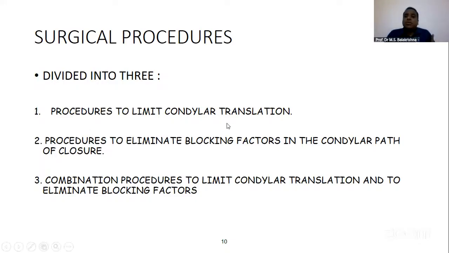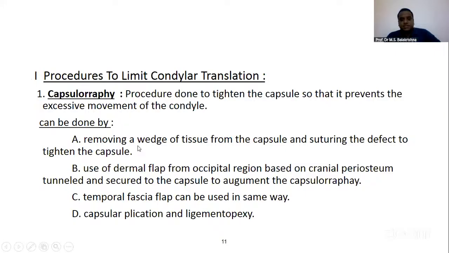Procedures to limit condylar translocation, because if a dislocation has happened, it has to be brought back. Next one is procedures to eliminate blocking factors in the condylar path. So first one is limit the condylar translation. Second one, you have to block the factors which are leading to dislocation. And third option is both, that is 1 and 2, which limit the condylar translation and eliminate blocking factors.